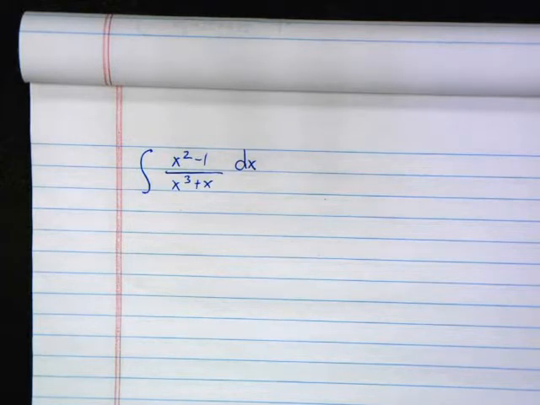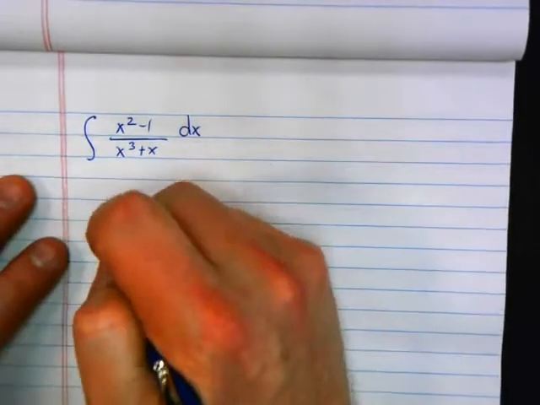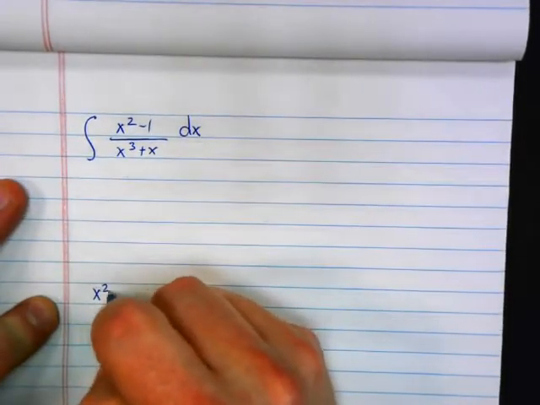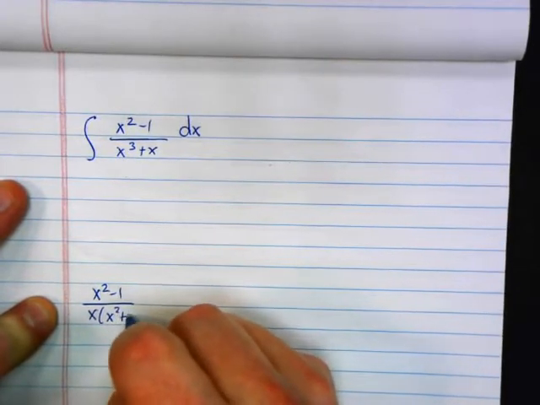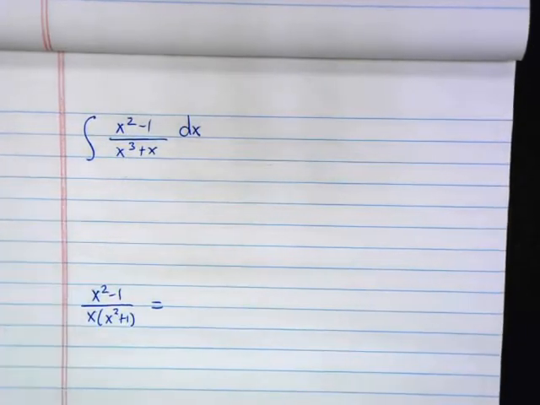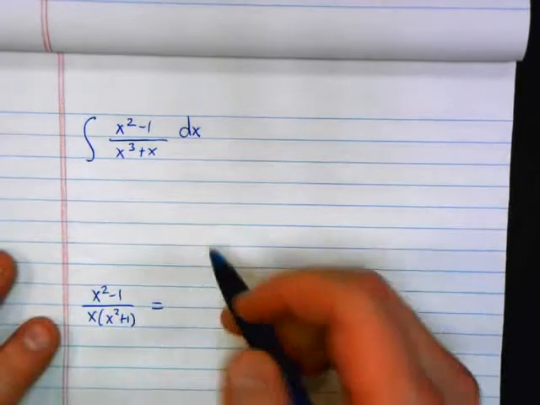Once again, you might try u substitution. I think you would find u substitution doesn't work. Next question is, can I factor the bottom? Yes, I can factor out an x, so that tells me I can use partial fractions. So I'm going to have x squared minus 1 over x times x squared plus 1. And here's where things are different. With just the x here, that's nothing new, that's a linear. So that's going to be a over x.